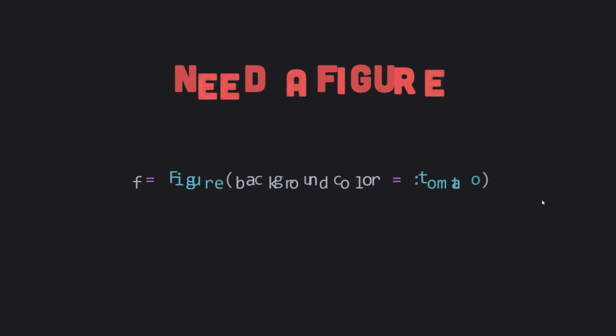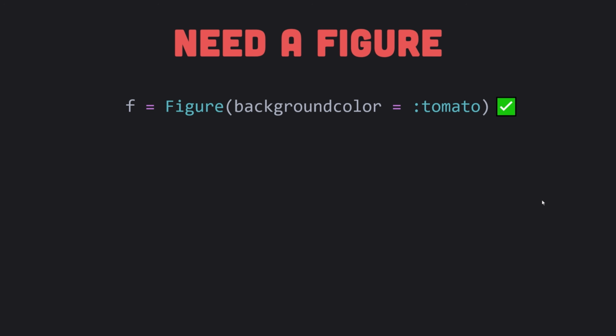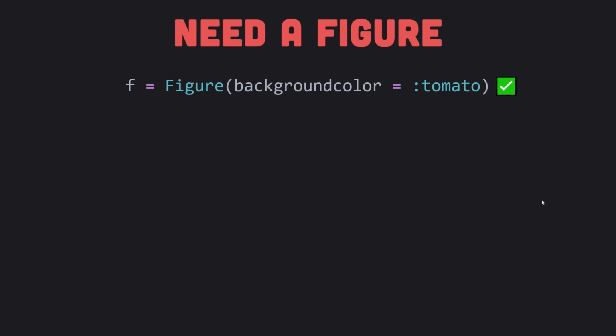To plot anything in Julia programming language using Makie, we need a figure object. So we create a figure and give it a background color other than the default white so we can see it. Basically, returning a figure from an expression will display it if your coding environment can show images.